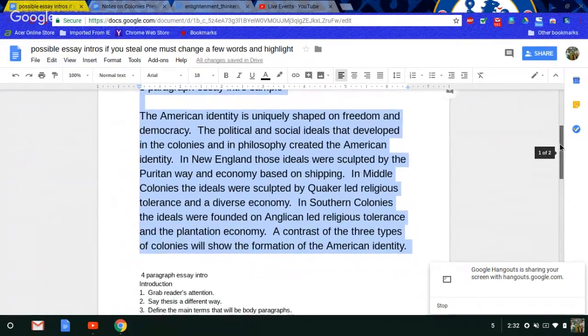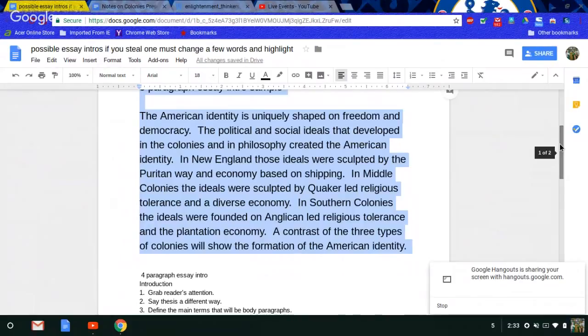So, sample introduction. The American identity is uniquely shaped on freedom and democracy. That's my attention grabber, like, whoa, serious statement. Then the political and social ideals that developed in the colonies and in philosophy created the American identity. I'm basically saying my thesis. In New England, those ideals were sculpted by the Puritan way, an economy based on shipping. That's basically a summary of what I'm going to be talking about with New England. That'll be my paragraph 2.